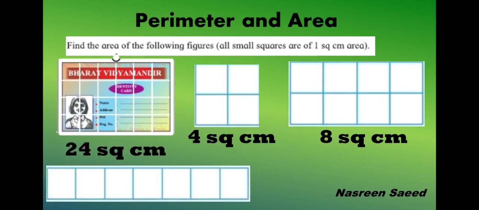Here how many boxes are there? Yes, 7. So what is the area? 7 square centimeter. So this way area is to be found out. I hope this is easy for you.